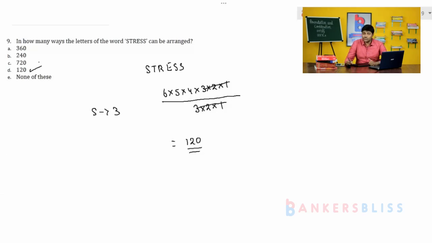This problem appeared in your clerical exam, so it is very important. See how much time you should take to solve this problem: at most 10 seconds, not more than that. 6 into 5 into 4 into 3 into 2 into 1 divided by 3 into 2 into 1. 3 into 2 into 1 cancels, 6 into 5 into 4, which is 120. You can solve it orally, taking at most 10 seconds. Okay, so 120 is the right answer. Let's move on to the next problem, problem number 10.